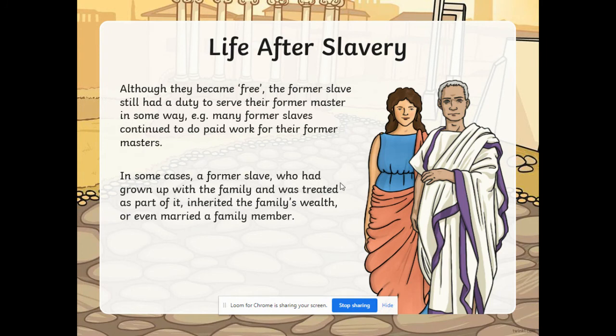This was extreme cases. It wasn't much of this. But it did happen. Also, many freedmen went on to own many slaves of their own. So it was a big circle of slaves becoming freed and then getting slaves themselves.